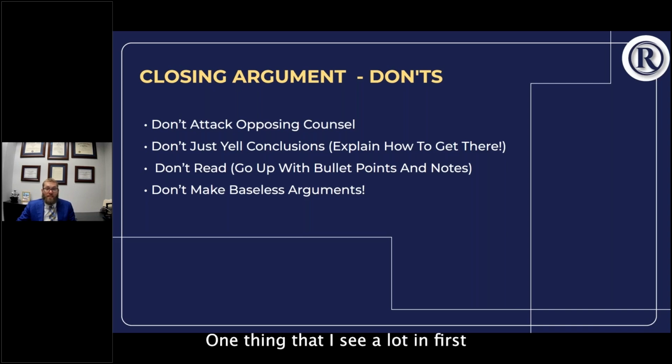One thing that I see a lot in first closing arguments is people just yelling conclusions. He wasn't driving under the influence. He's not guilty, and just repeating them, but not explaining how they got there. Well, we know he's not guilty because we know he didn't commit DUI. How do we know he didn't commit DUI? Well, he didn't even have actual physical control of the vehicle. We heard the officer testify to blank, blank, and blank. We know his normal faculties weren't impaired.